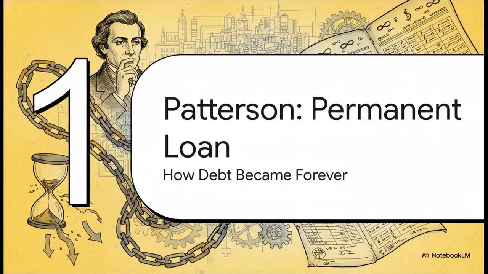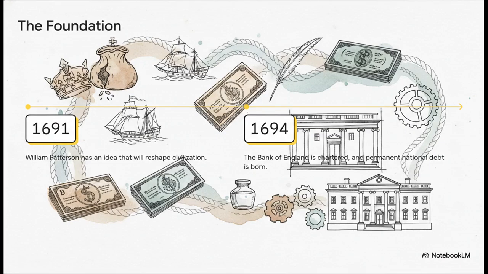Okay, let's kick things off with our first architect, a man named William Paterson. Now before him, debt was a pretty simple affair. You either paid it back or you defaulted. Paterson was about to change the very nature of government debt forever. So, picture this. The year is 1694. England is flat broke and absolutely desperate for money to fund a war against France.